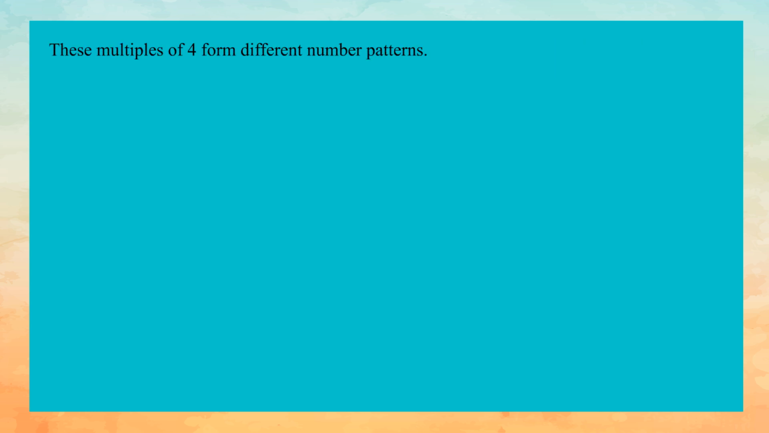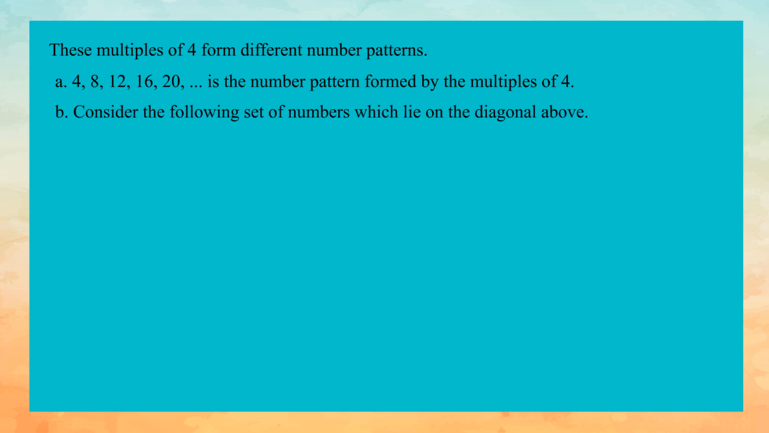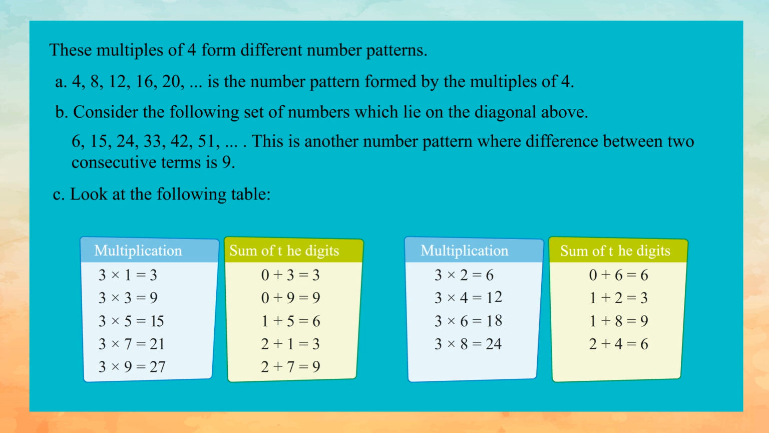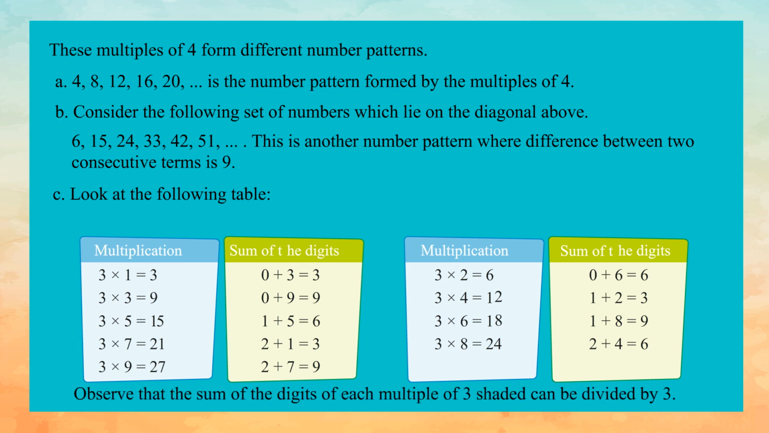These multiples of 4 form different number patterns. A. 4, 8, 12, 16, 20 is the number pattern formed by the multiples of 4. B. Consider the following set of numbers which lie on the diagonal above: 6, 15, 24, 33, 42, 51. This is another number pattern where the difference between two consecutive terms is 9. C. Look at the following table. Observe that the sum of the digits of each multiple of 3 shaded can be divided by 3.